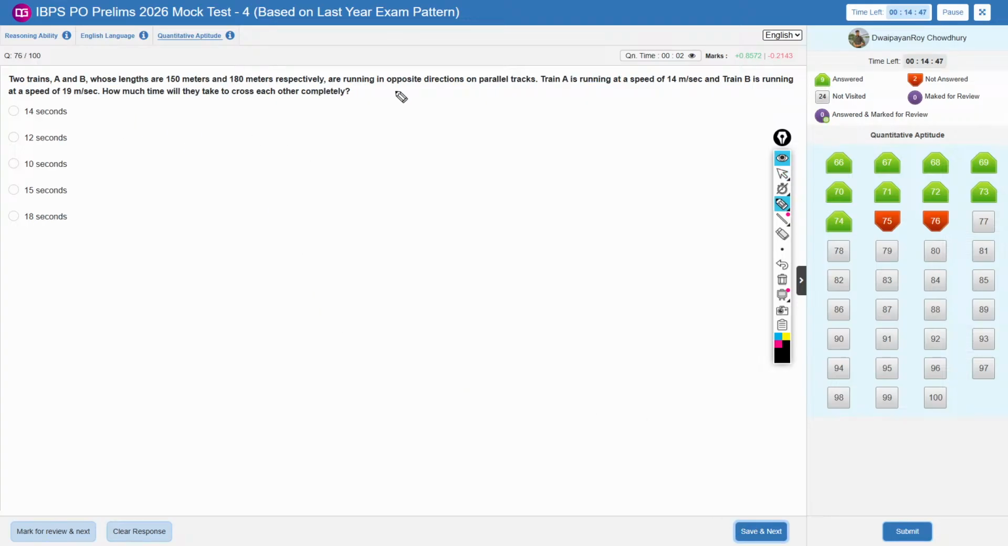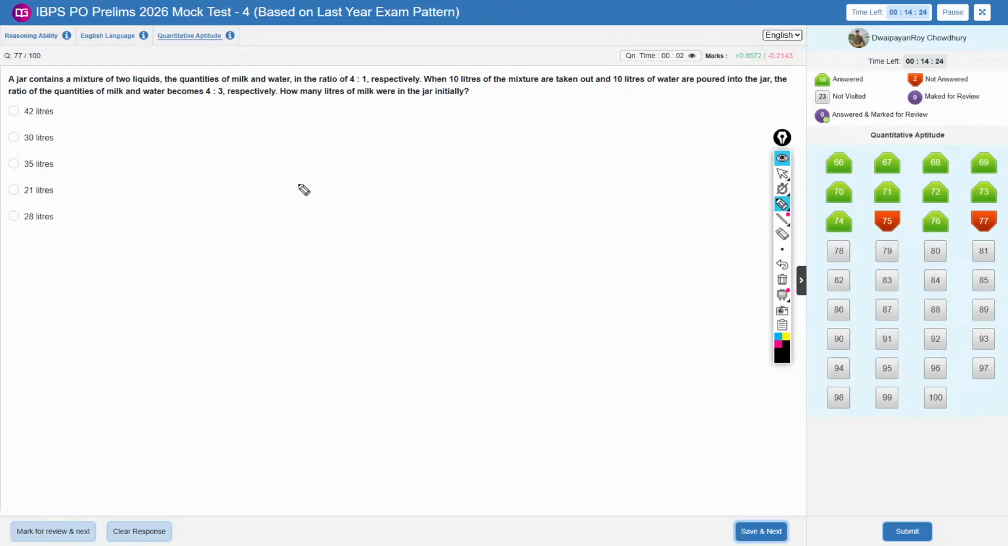Two trains are running in opposite directions on parallel tracks. A is 14, B is 19, and they cross each other completely in 15. Okay, let's add them. So 3, 3, 33, right? So 10 seconds.